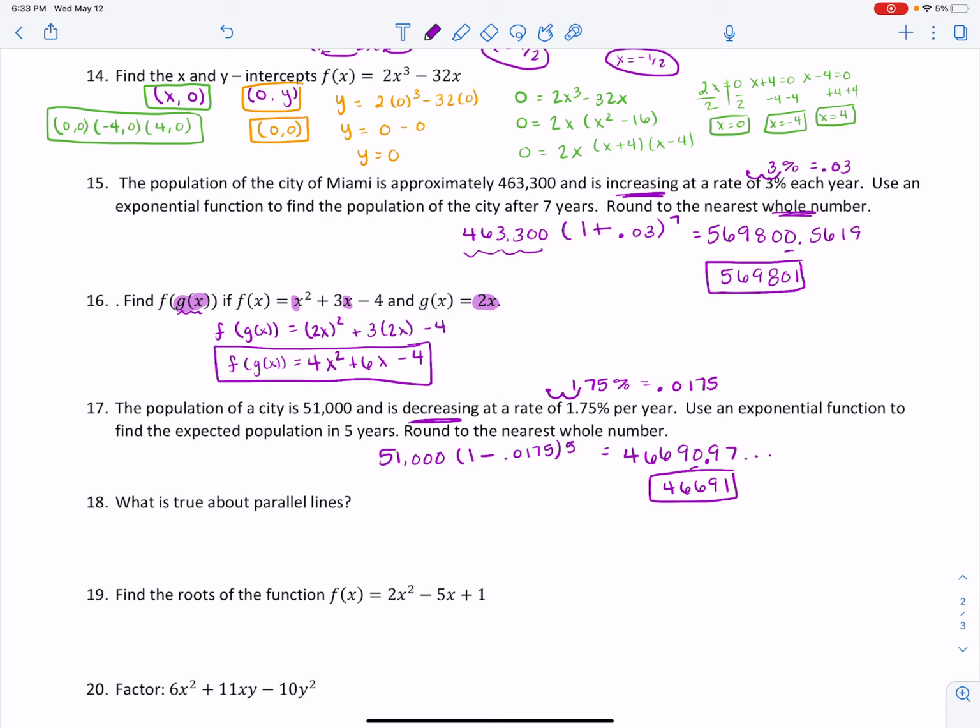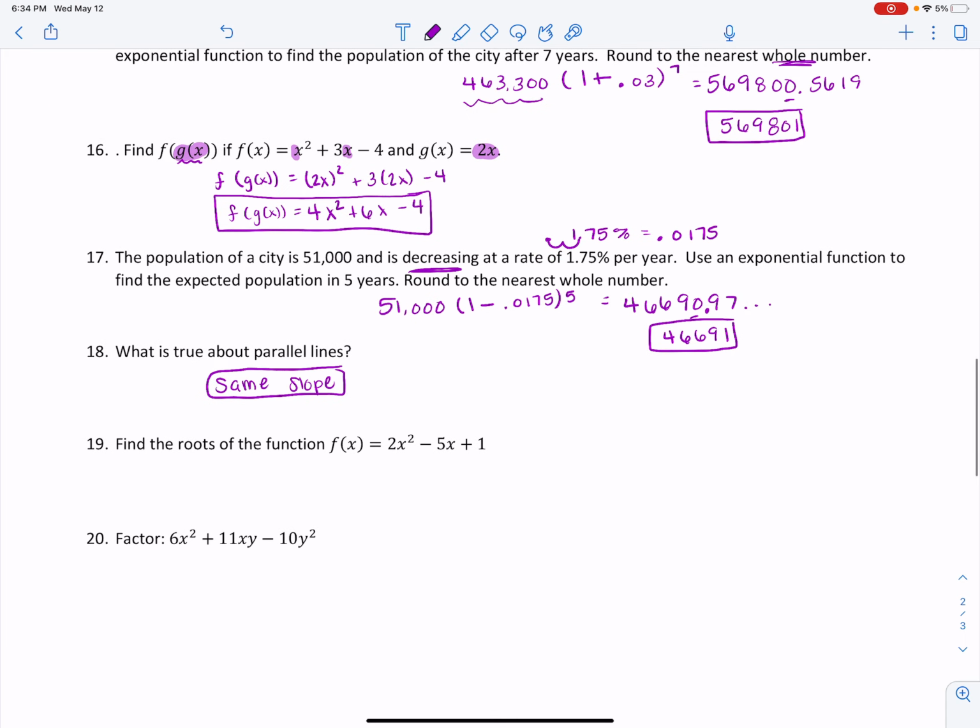All right, parallel lines have the same slope. Exactly the same. Same signs, same fraction, everything. Ever asked to find the roots, that simply means to find the x-intercepts. So the roots are the same as the x-intercepts, which means I need to know the value of x when y is 0. So remember, an x-intercept is a value for x, y is 0.